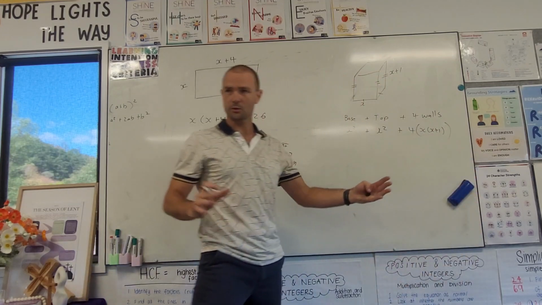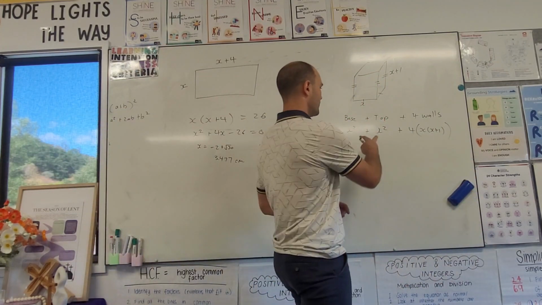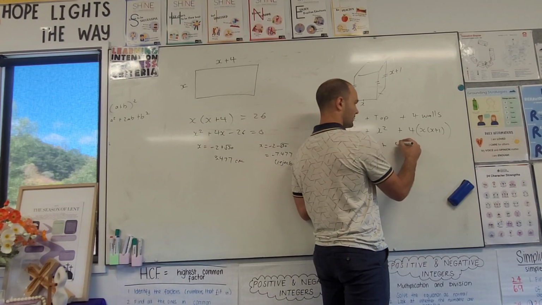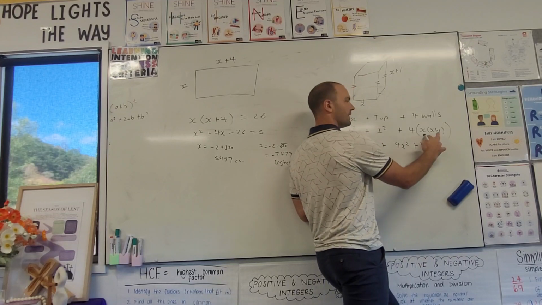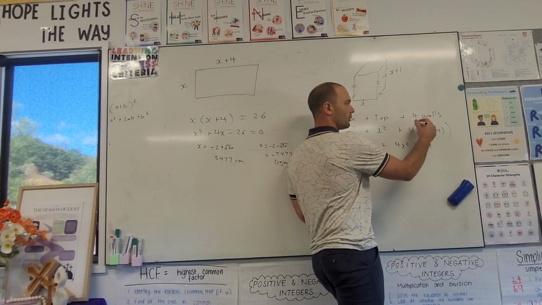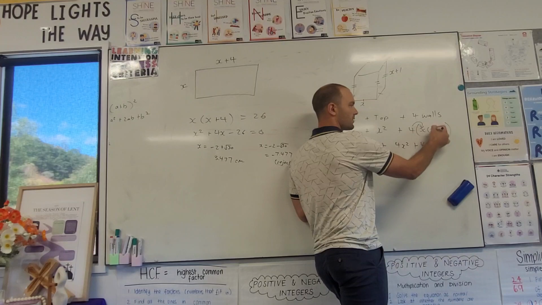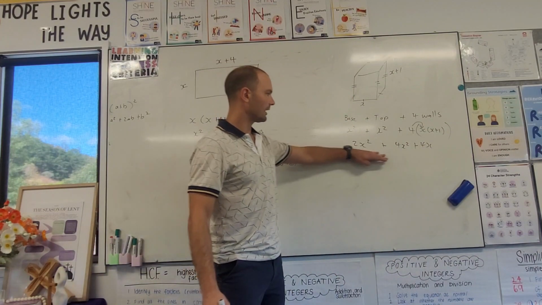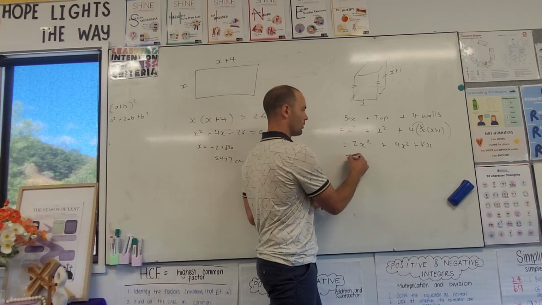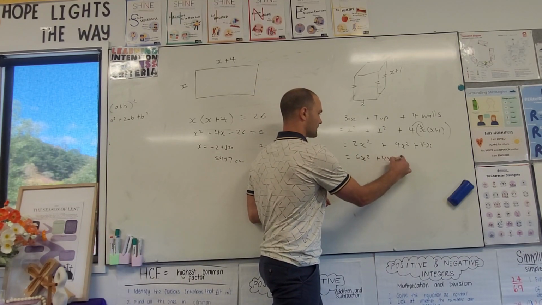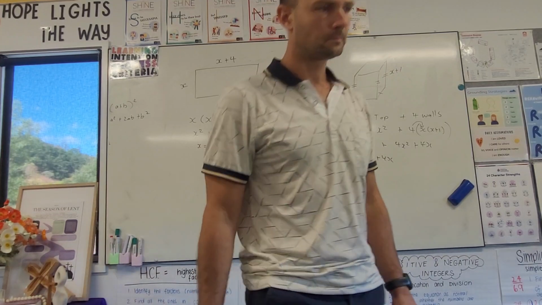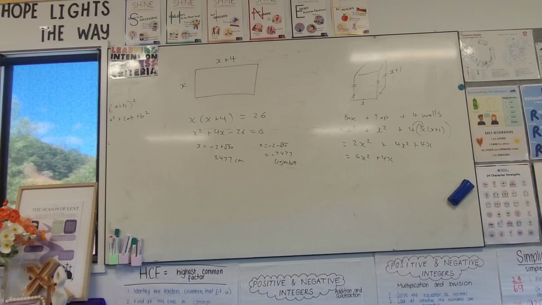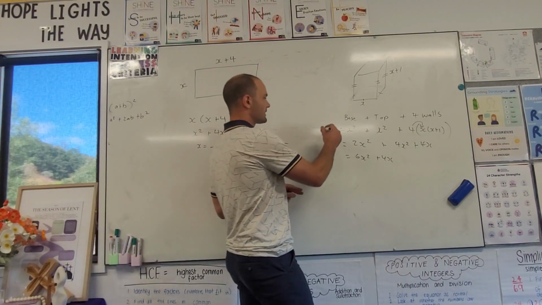All we have to do first is bring all that together. We've got 2 lots of x squared here, and 4x squared plus 4x here. I would encourage you to do that slowly: 4x times x is 4x squared, 4x times 1 is 4x. And we'll collect that a little bit more. We'll get 6x squared plus 4x. So that's the area function.